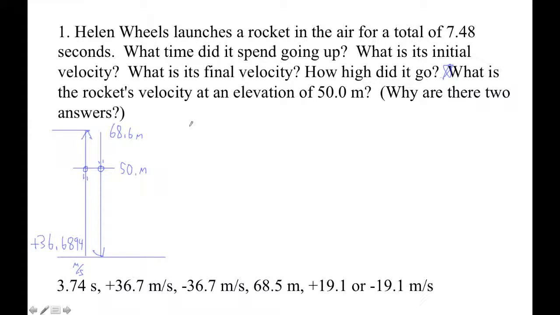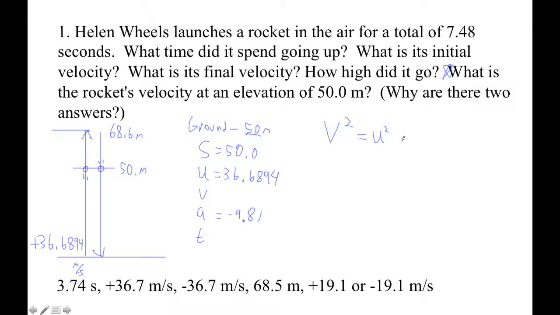So let's set up our SUVAT, going from the ground to 50 meters. So S, U, V, A, and T. A is always negative 9.81, unless we're on Mars or something like that. Our initial velocity, we're going to use that unrounded value, 36.6894. Our displacement, that's where the 50 goes in, so that's 50 meters. Then we want to solve for V, so we use a formula that has no T. And that's this guy: V squared is U squared plus 2AS.